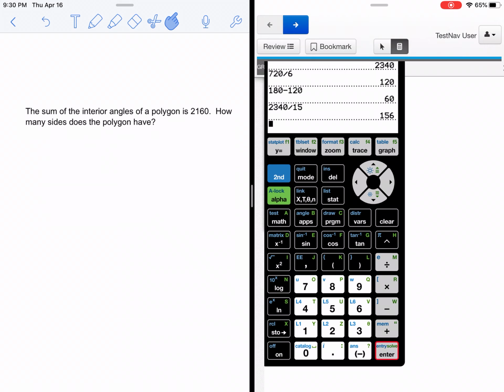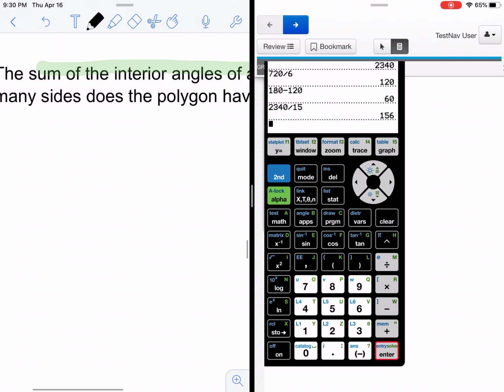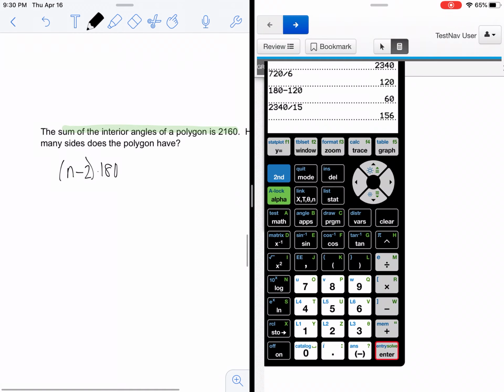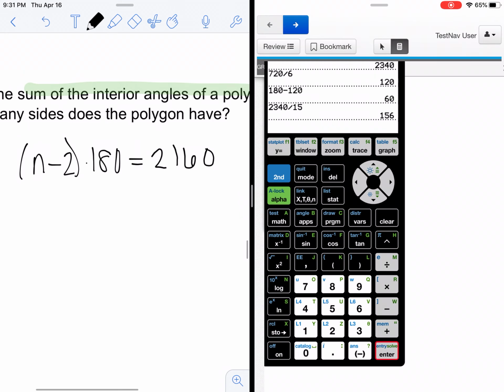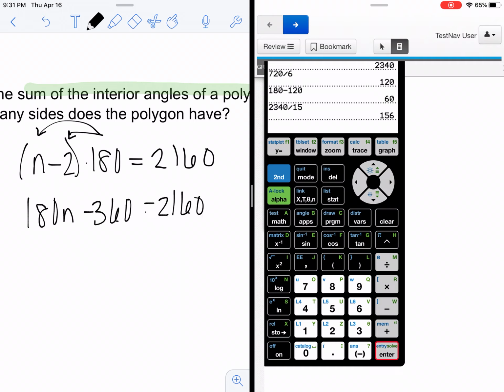Okay. This one's maybe a little bit more of a challenge. It says the sum of the interior angles of a polygon is 2,160 degrees. How many sides does the polygon have? I don't know how many sides it has, that's what I'm looking for, but I know my formula for the number of degrees is given by this. And I know that the number of degrees has to equal 2,160. So I'm just going to go ahead and solve this equation. I'm going to choose to get rid of these parentheses, so I'm going to distribute that 180. And then I'm just going to solve. I'm going to add 360 to both sides.